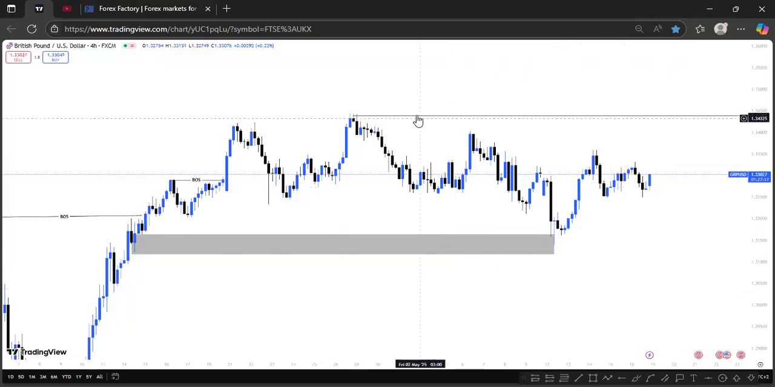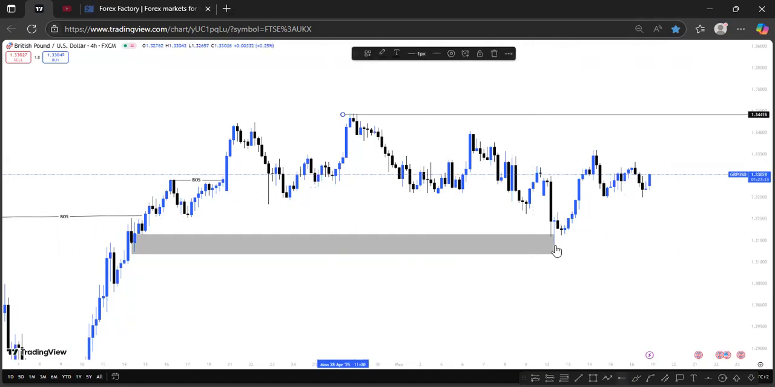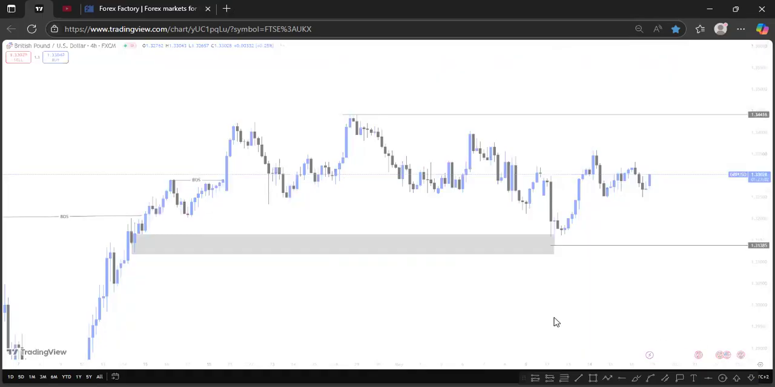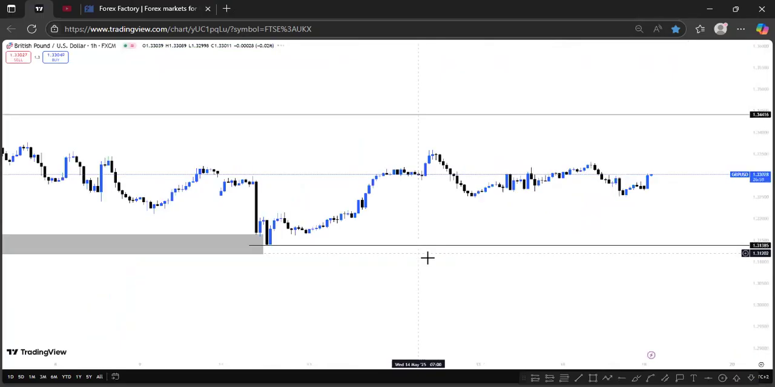We are now focusing on this swing high here and the swing low here, right? As we scale to lower time frames, we are focusing on this swing high and this swing low because price is now trading between that range. So let's go to the 1-hour time frame and see what price has for us.